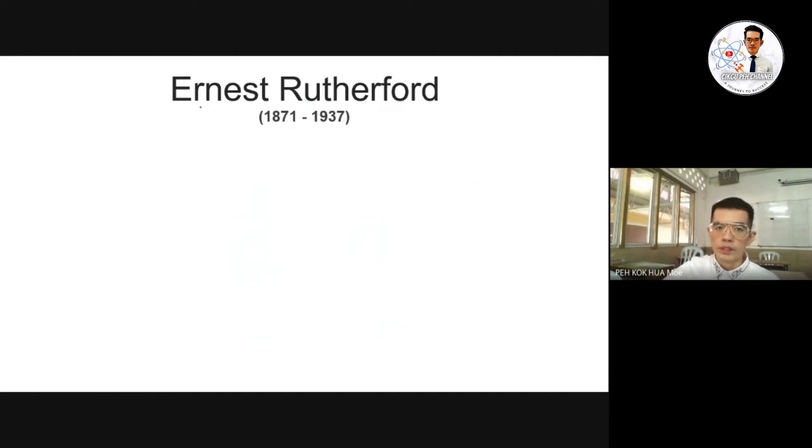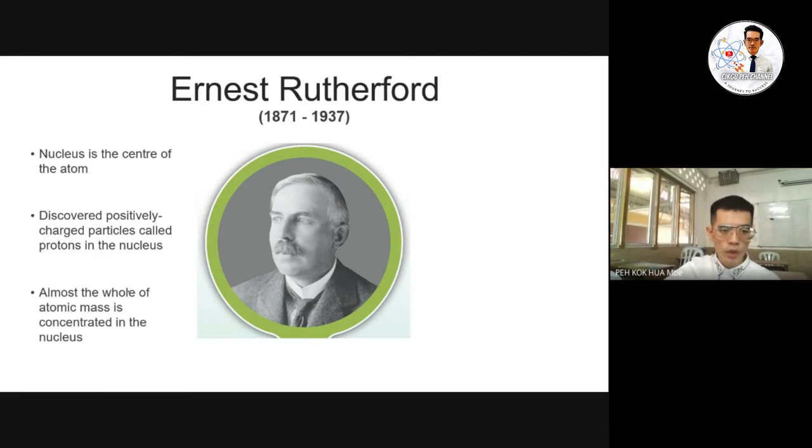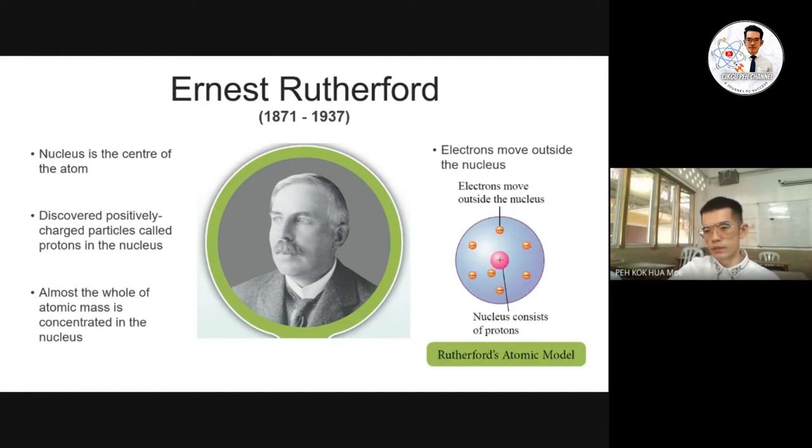And then the next will be Ernest Rutherford. The nucleus is in the center of the atom. He discovered the positively charged core, the proton, in the nucleus. So he is the first person to give the concept that the proton is at the nucleus. Almost the whole of the atomic mass is concentrated in the nucleus. Electrons move outside the nucleus. It will look like this. The nucleus consists of protons only, so that means the neutron is not yet discovered.